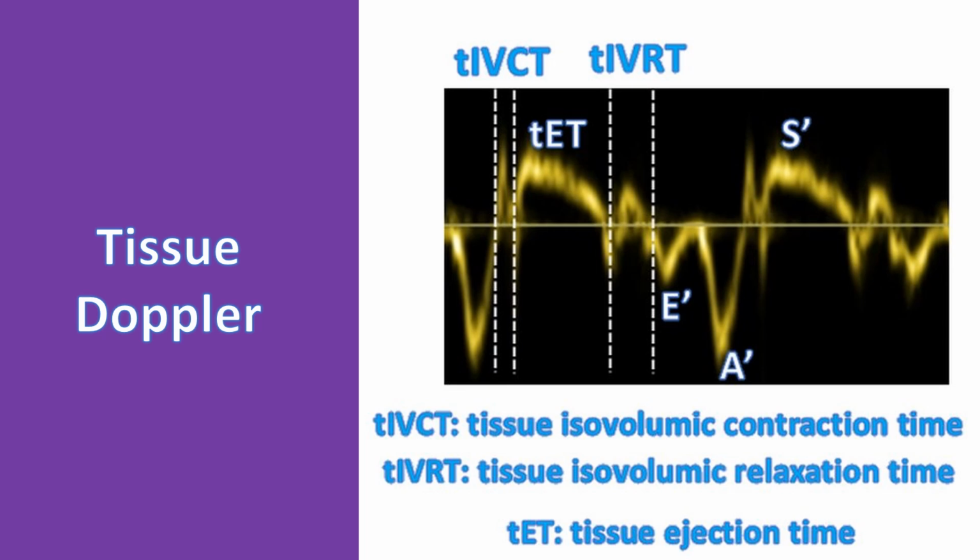Tissue Doppler technique can also assess radial function. Limitations of tissue Doppler include the angle dependence and confounding effects of cardiac tethering and translation.